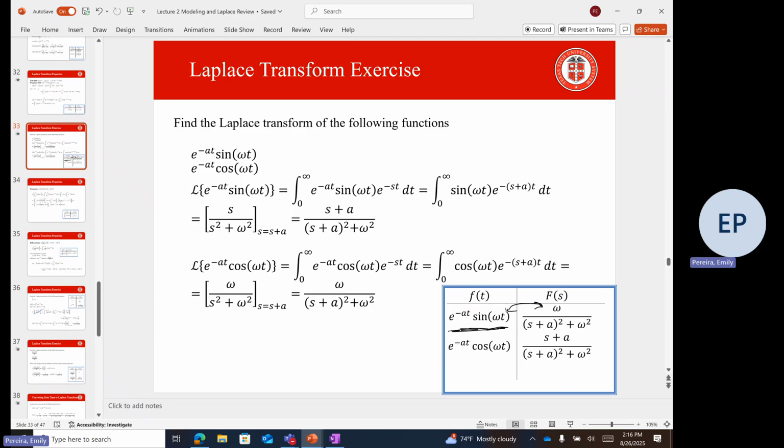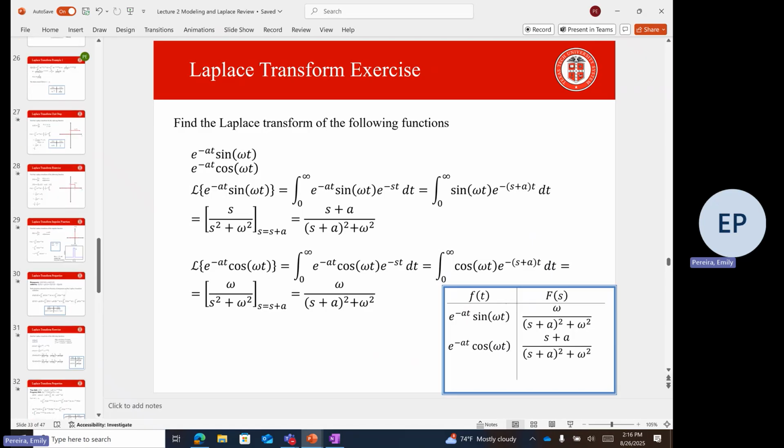And so this is going to be very handy for you when you're working on the homework and also on the exams. You don't need to necessarily compute the Laplace transform from scratch. However, it is helpful to know where this is coming from. And there's a few properties that I want to point out.